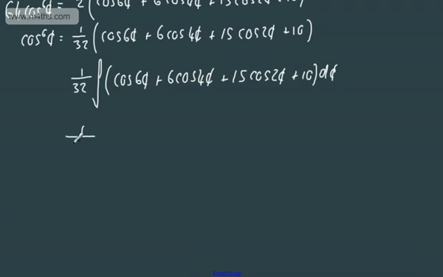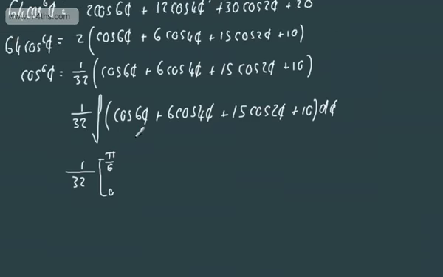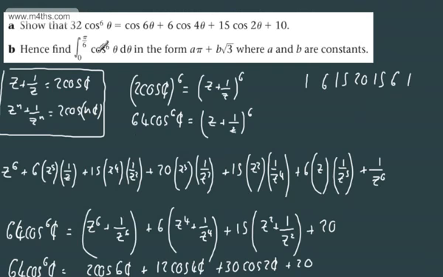So we've got 1 over 32. What are we evaluating from? Is it 0 to pi by 6? I think it's pi by 6. Or was it pi by 2? Let's check. Pi by 6.